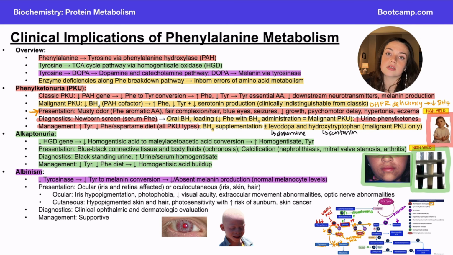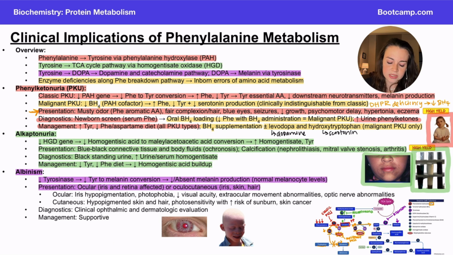The presentation here is going to depend on what tissues the enzyme is affected in. So there's ocular albinism and oculocutaneous albinism. Ocular albinism is going to affect the iris and the retina only. Oculocutaneous is going to affect both of those places in the eye, as well as the skin and the hair.